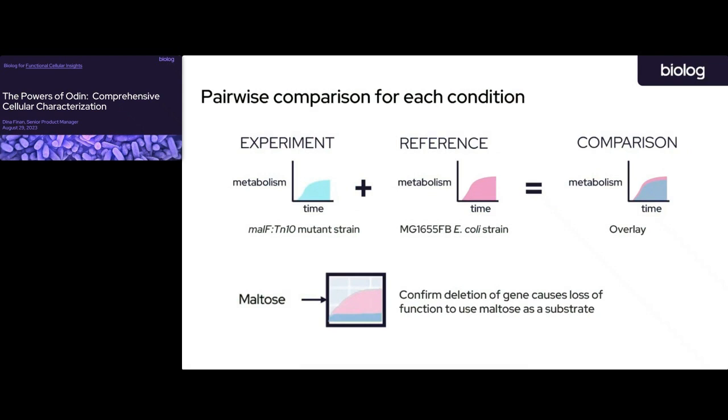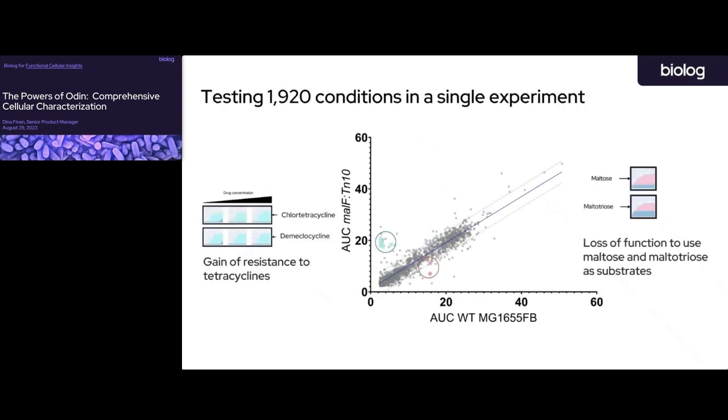So here I'm just showing one well in this experiment that confirms that, yes, I'm not able to see metabolism of the light blue curve in this well compared to the pink reference sample. So this tells me that deletion of the MALF gene is sufficient to see the loss of function for this strain to be able to use maltose. So as opposed to the reference wild type strain, I don't see this growth. But that was just one well.